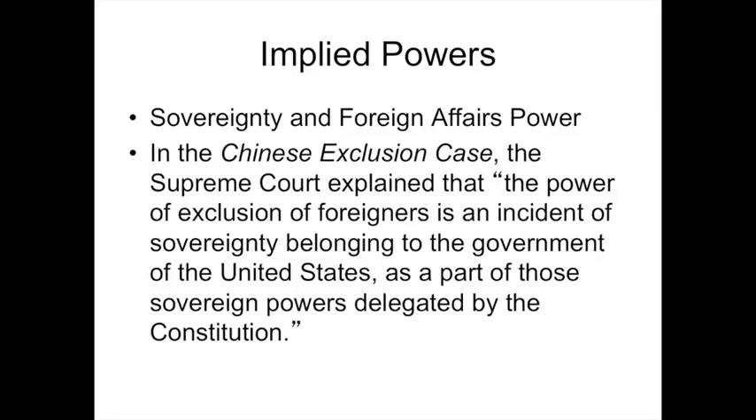And so I'd like to quote from a portion of the Chinese exclusion case. The Supreme Court explained that, quote, the power of exclusion of foreigners is an incident of sovereignty belonging to the government of the United States as a part of those sovereign powers delegated by the Constitution. So in the Chinese exclusion case, we don't see a specific constitutional provision invoked. Rather, we see sovereignty, foreign affairs, and the nature of things in the Supreme Court's reasoning.